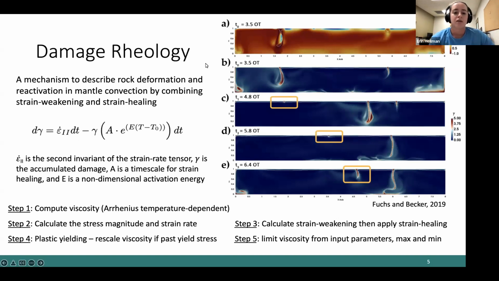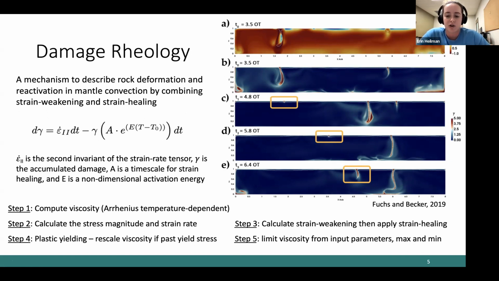So one of the important parts of what I've added to this model is something we call damage rheology. It's essentially a mechanism to describe rock deformation and reactivation in mantle convection by combining strain weakening and strain healing. And so this is the paper where this idea comes from and the implementation that I use. It's Fuchs and Becker 2019.